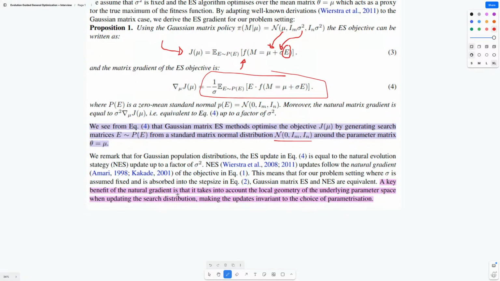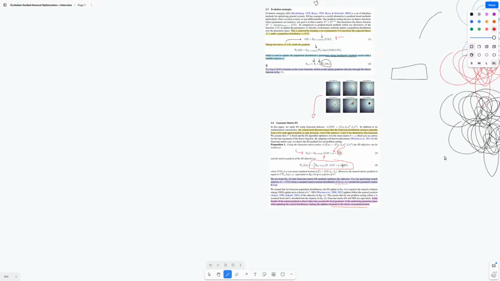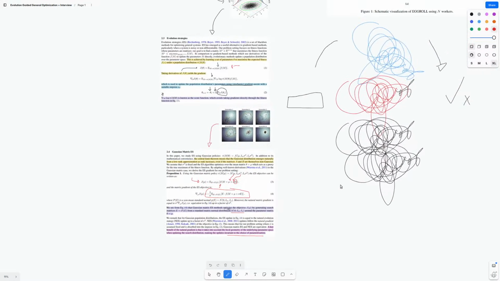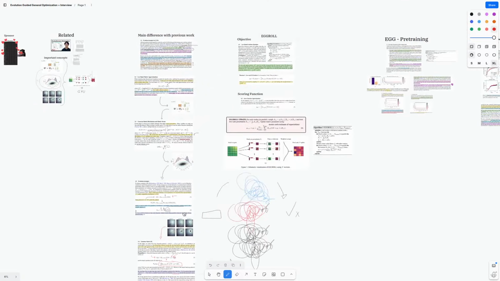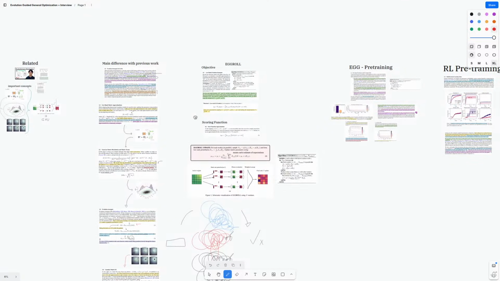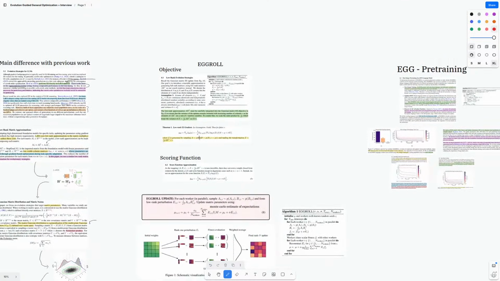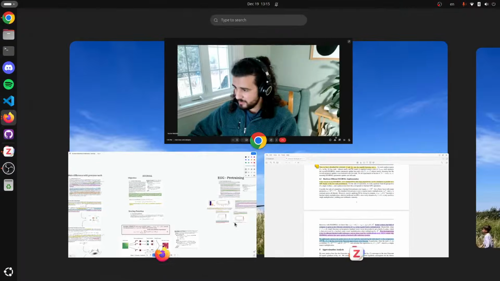A key benefit of natural gradient is that it takes into account the local geometry of the underlying parameter space when updating the search distribution, making the update invariant to the choice of parameterization. So it's kind of robust, right? So that's that. This is the setup. This is what we're working with. And then we have the actual Eggroll, the actual flow of the Eggroll.